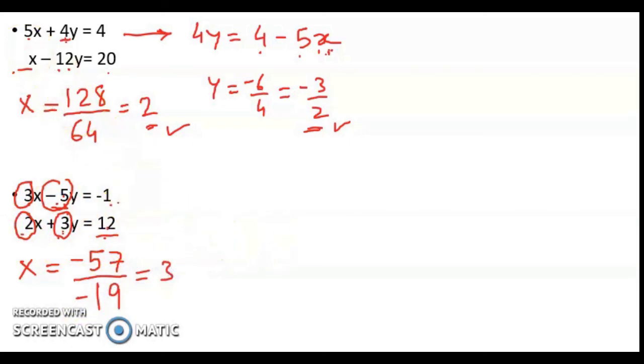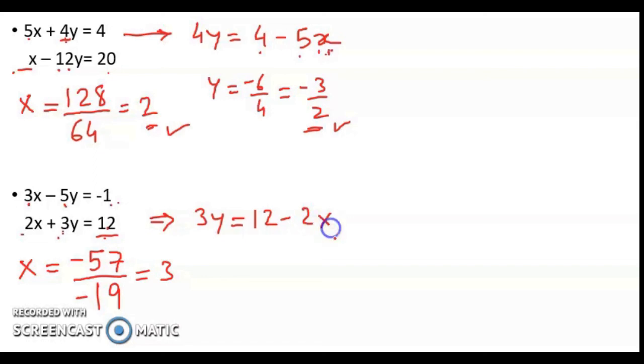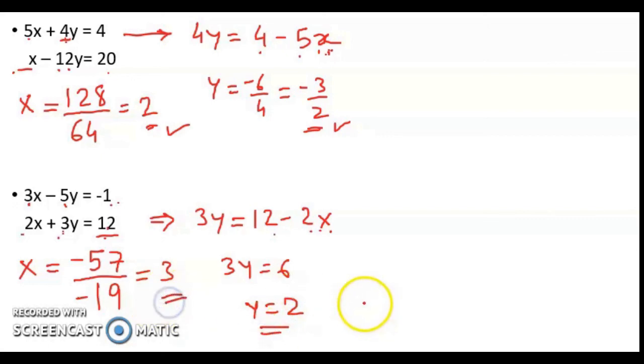And now put this value of x in any of these equations. For example, if you put it in this second equation, here we will get 3y equal to 12 minus 2x. Here in place of x we will put 3. So this is 3 2s are 6. 12 minus 6, that is 6. So we get 3y equal to 6. So we get y equal to 2. This is our answer, y equal to 2 and x equal to 3.